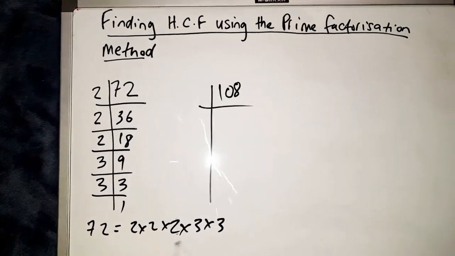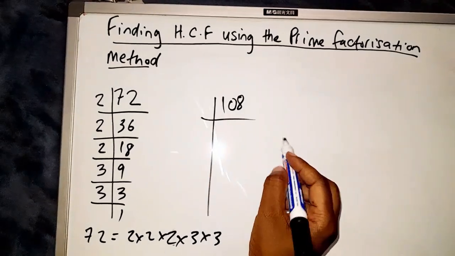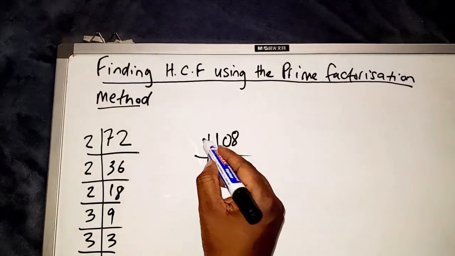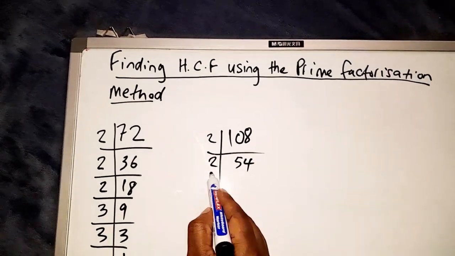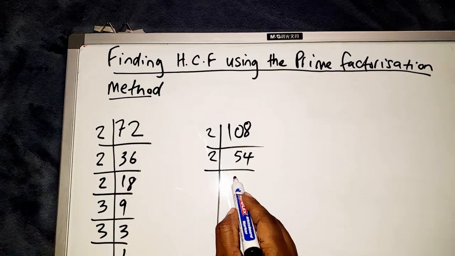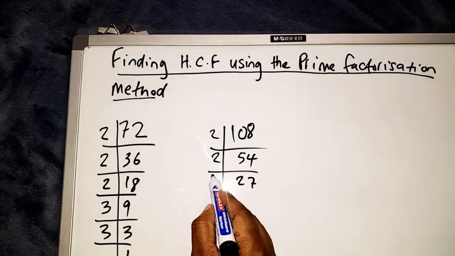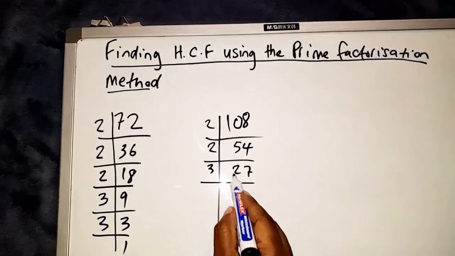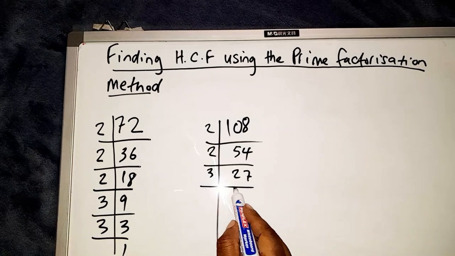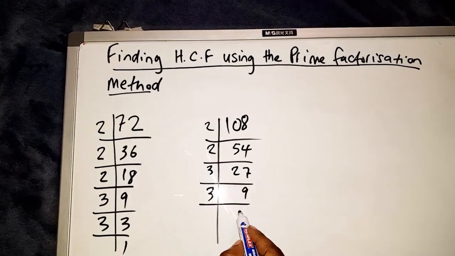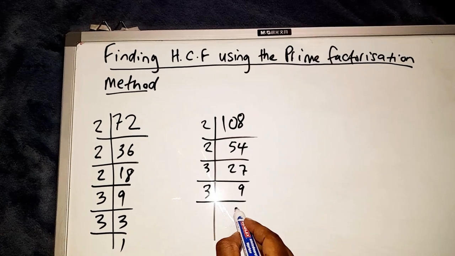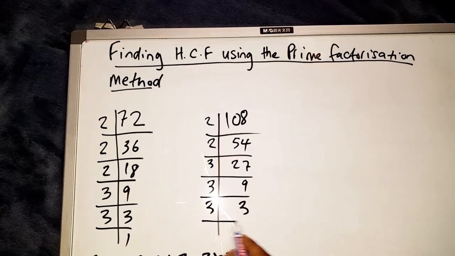Then we will move on to 108. So let's see what we have for 108. We will try 2 into 108, you will get 54. You will try 2 into 54, you will get 27. You will say 3, because you can no longer use 2, into 27, you will get 9. Then we use 3 again into 9, you will get 3. Then we try 3 into 3, we will get 1.